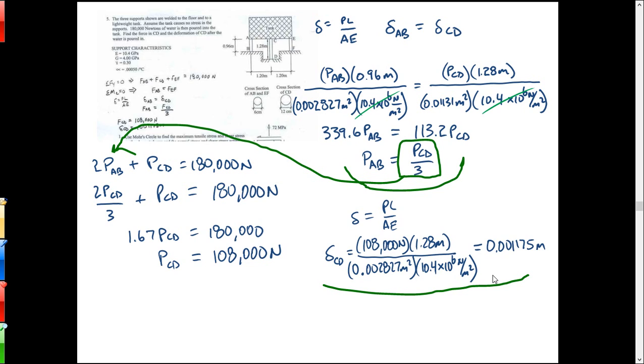For the PL over AE, did PAB equal PCD? I did delta AB as delta CD. Yes. Okay. Did you do that for EF instead of CD? Yes. I could have just substituted. Everywhere you see an AB on this page, you could substitute EF. You know, it would all come out fine. Wouldn't be any problem there.